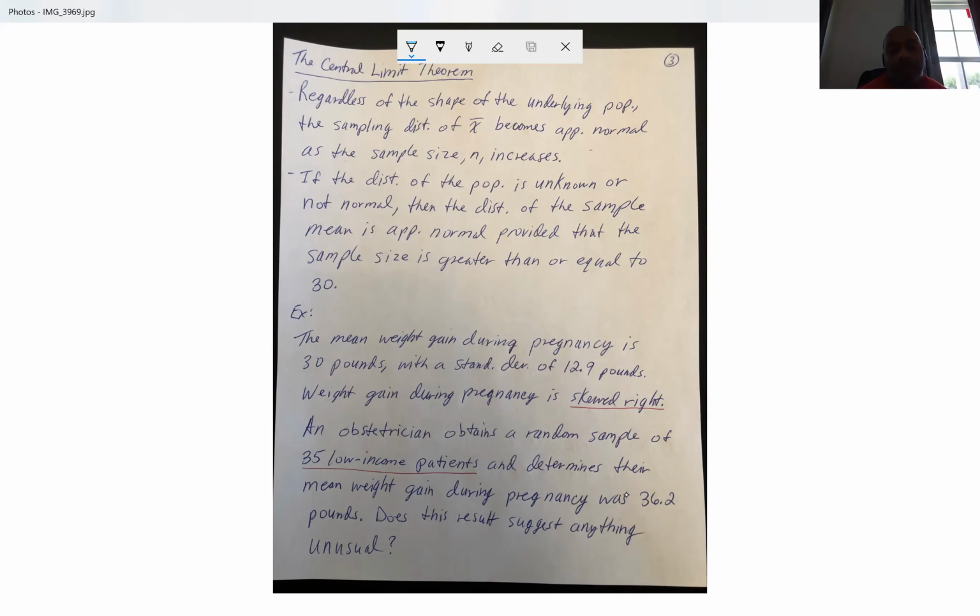So we look at this example. It says the mean weight gain during pregnancy is 30 pounds with a standard deviation of 12.9 pounds. Weight gain during pregnancy is skewed right, so that's letting us know that our population is not going to be approximately normal. An obstetrician obtains a random sample of 35 low-income patients and determined their mean weight gain during pregnancy was 36.2 pounds. Does this result suggest anything unusual?